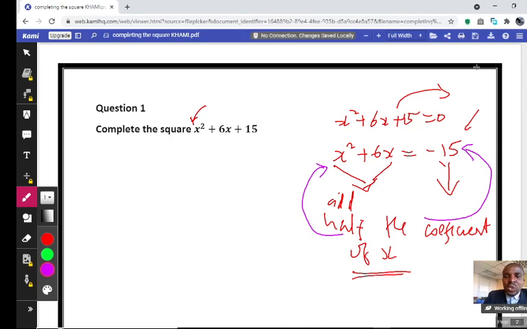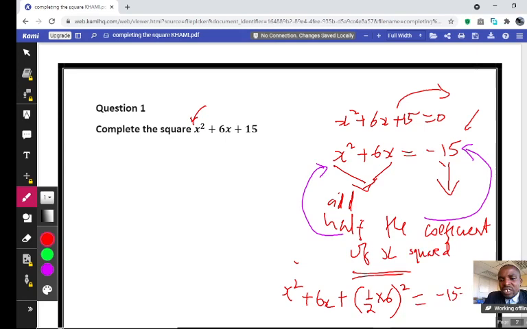Take note of that. So in this case, if it was given like this, let me try to work it out. How were you going to work this one out? Okay, it's x squared plus 6x, then plus half the coefficient of x. In this case, it will be half of 6, since the coefficient of x is 6. Then squared. You have to square it. Half the coefficient of x, squared. Then it equals minus 15 plus half the coefficient of x, then squared.